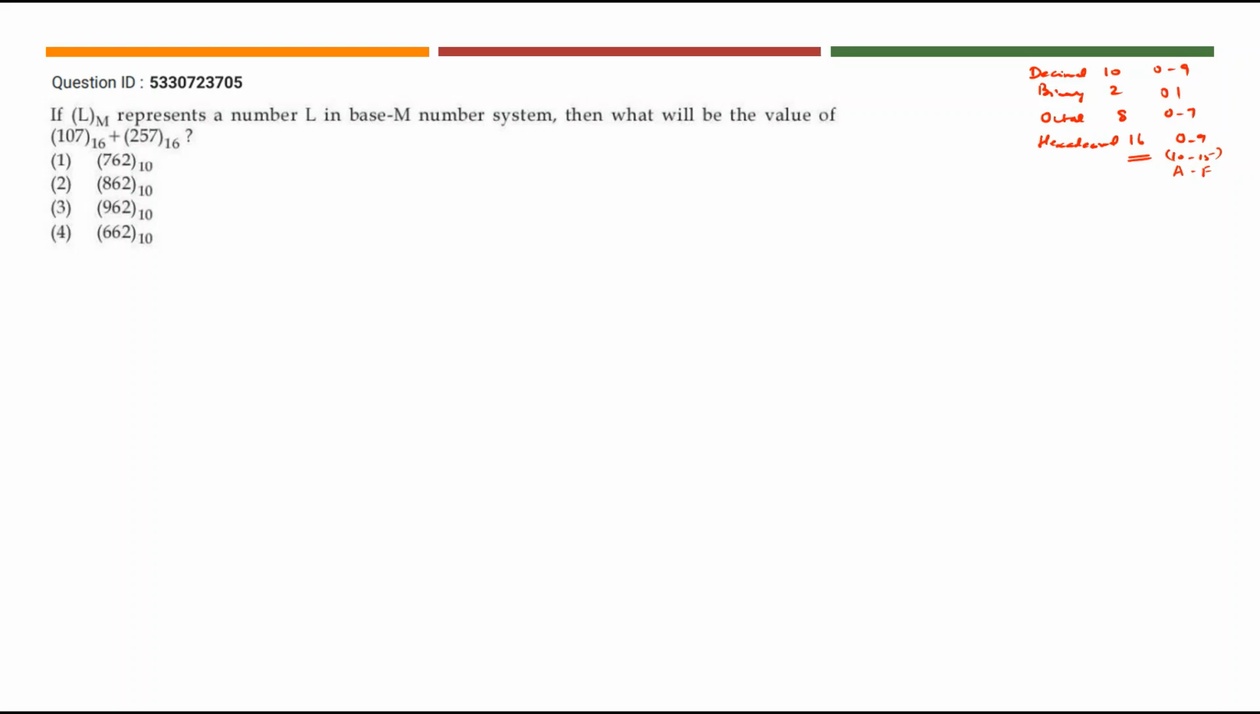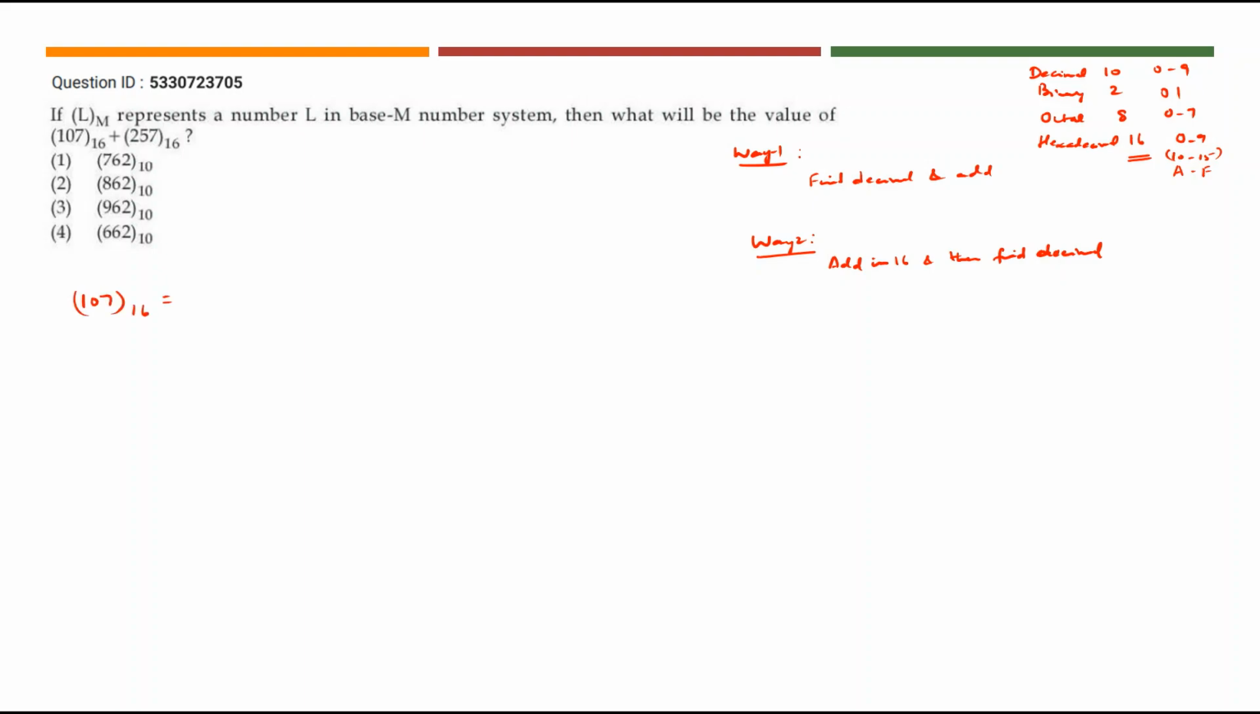Now this addition can be done in two ways. Way 1: find the decimal equivalent of both the numbers and then add. What about way 2? You have to add in base 16 and then convert to decimal. First let me start with way 1. We will convert the hexadecimal numbers to decimal and then perform addition, because the answer is going to be in decimal only. So let's start with 107 to the base 16.